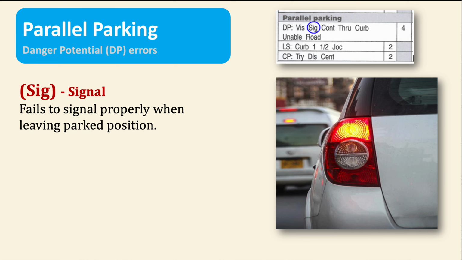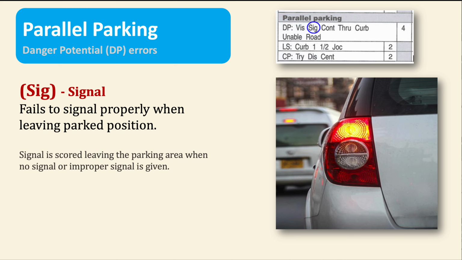If the applicant fails to use a turn signal properly when leaving parked position, not when arriving to the parked position. If that was required, that'd be scored under lane travel, which we'll cover in the lane travel video. So signal is scored when you're leaving the parking area when no signal or an improper signal is given. Sometimes an applicant will leave on the hazard lights and will re-enter traffic with the hazard lights on. That would be an improper signal because it does not indicate the direction you're traveling.